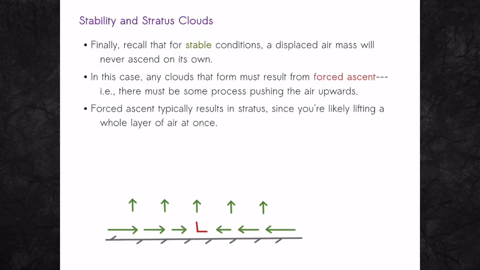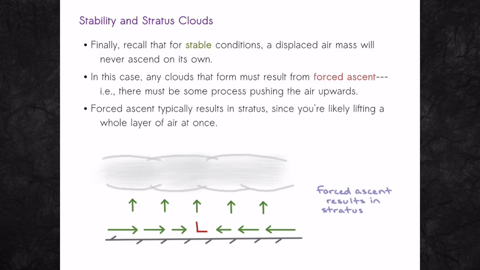And of course, if you have enough water vapor in the air, then as this layer of air is pushed upwards, eventually you'll hit condensation and you'll get a cloud forming. Since you're pushing the whole layer of air upwards, you're going to get a layer of cloud to go along with it. And that's how stratus clouds form. So forced ascent results in stratus clouds, layers of clouds that formed as the whole layer is lifted.